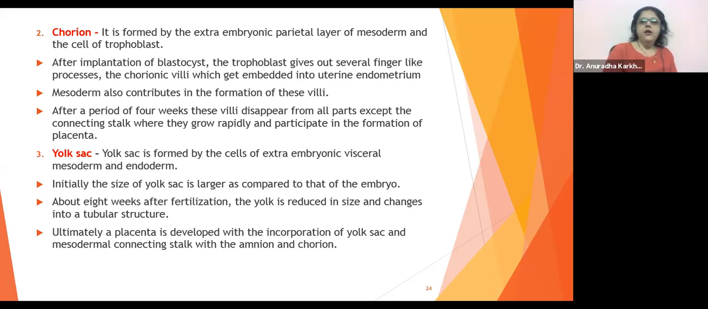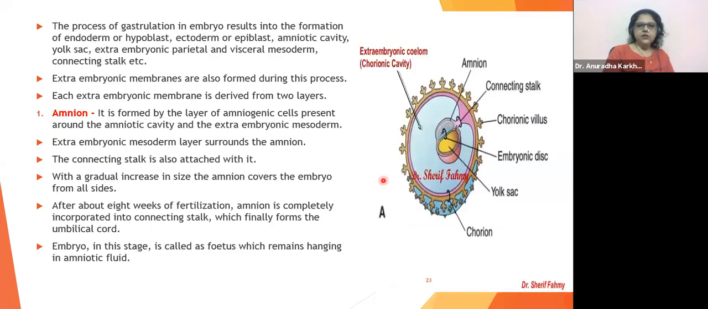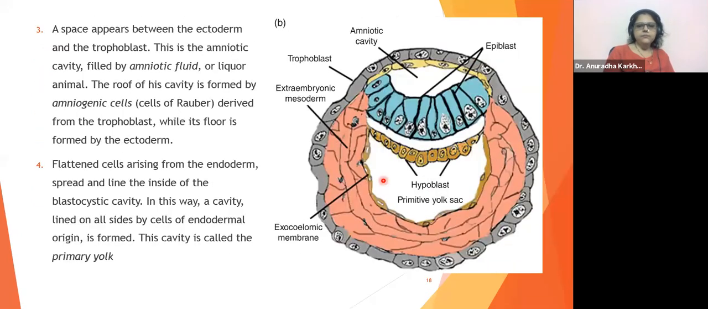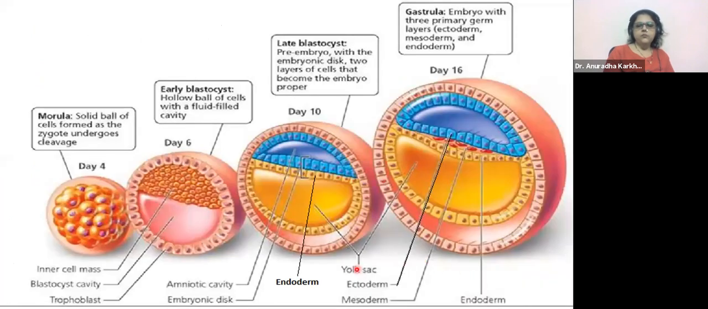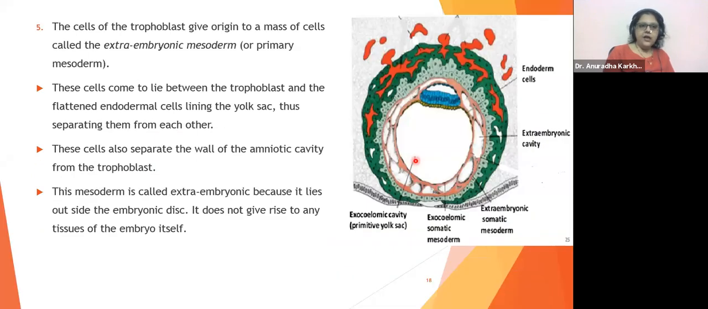Okay. The third is yolk sac. So what is this yolk sac? Yolk sac is formed by the cells of the extraembryonal visceral mesoderm and the endoderm. We know that already, that yellow color ka part. Initially, the size of the yolk sac is large as compared to that of the embryo. Here you can see in these diagrams, you can see the yolk sac very clearly. This is the yolk sac, this yellow part. Correct, na? Right? So initially the size is very large. See, that is what they are saying. This yellow color ka part, it is very large.